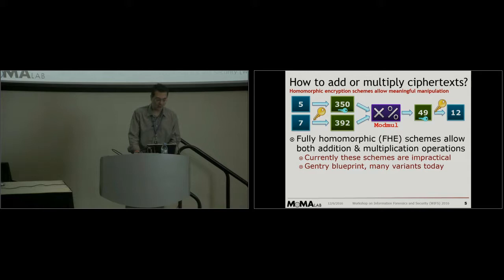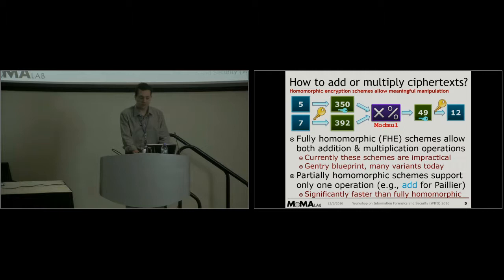There are fully homomorphic schemes that allow you to do both addition and multiplication. And some consider those schemes impractical today. And most of them follow the original Gentry blueprint from 2009, and there are more variants appearing every day. The other option is to use partial homomorphic schemes that only support one operation, for example, addition in Paillier. And these are significantly faster compared to fully homomorphic.